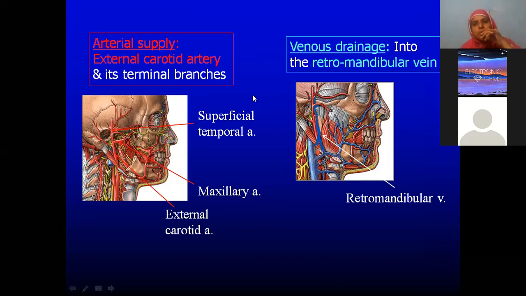Venous drainage is also the same thing we have studied. How is the retromandibular vein formed? What are the veins we have seen? Posterior auricular, maxillary. The retromandibular vein will have anterior and posterior divisions. No, but I'm asking how is the retromandibular vein formed? Superficial temporal and maxillary.